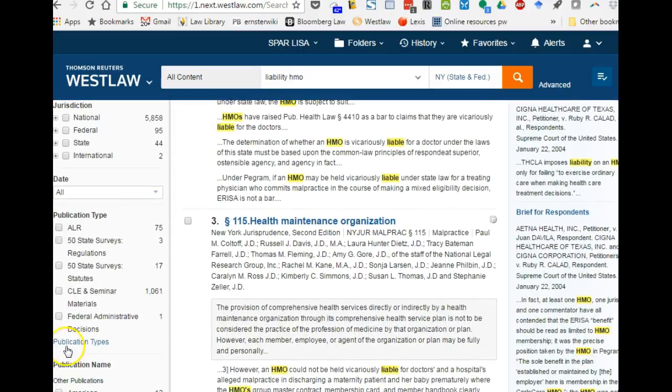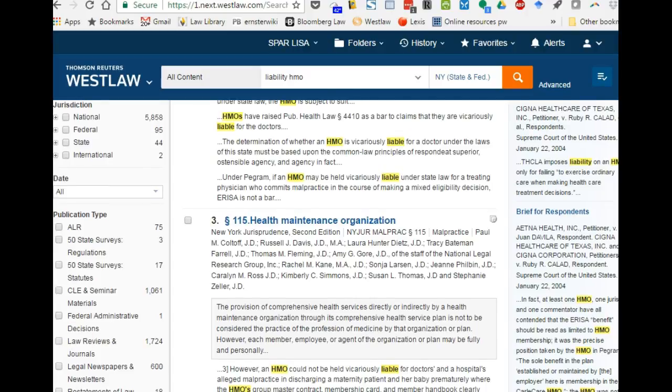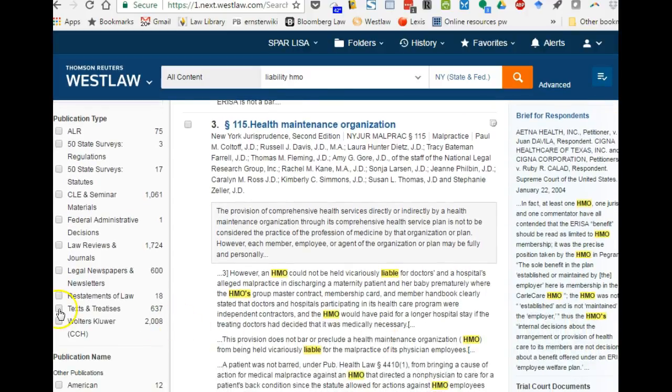So if we know we want more in-depth explanation, later on in our research process, we might want to limit to texts and treatises. And notice listed here again, because these publishers, Westlaw and Lexis, understand that practicing attorneys are used to these names. Notice Wolters Kluwer in parentheses, CCH.